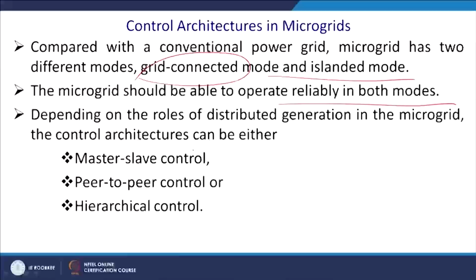Depending on the role of the distributed generations in the microgrid, the control architectures can be any of these three. These are master slave control, where one will be the pilot inverter or the pilot source, and the others will try to synchronize with that. Then peer to peer control, where all have some kind of flexibility, no one is given greater priority, and all act in synchronization with each other. And thereafter hierarchical control, where one will be given more importance than the others; there will be hierarchies. That is called hierarchical control.